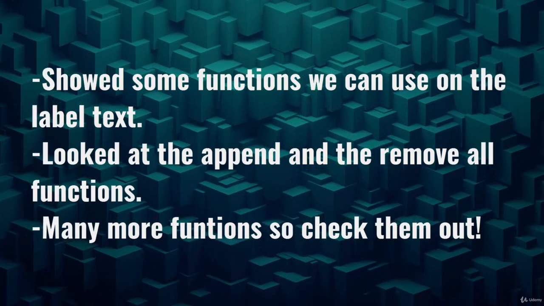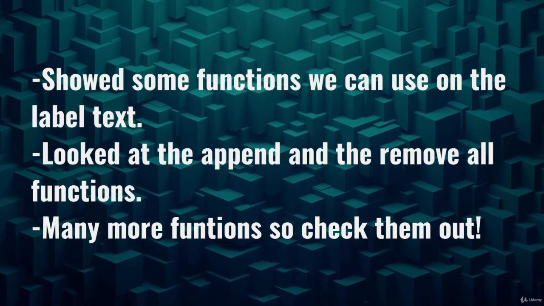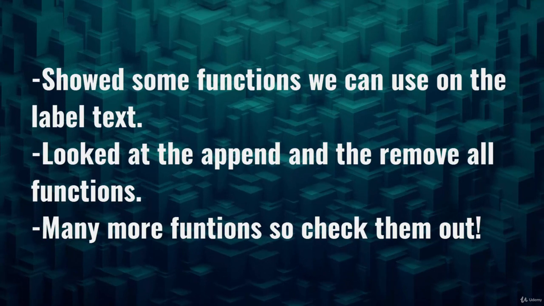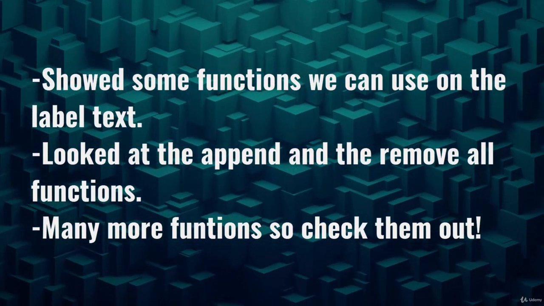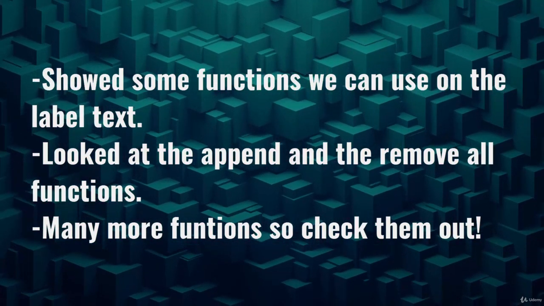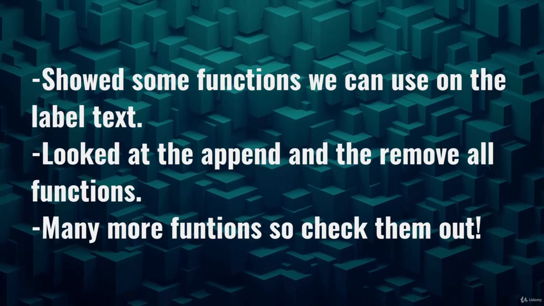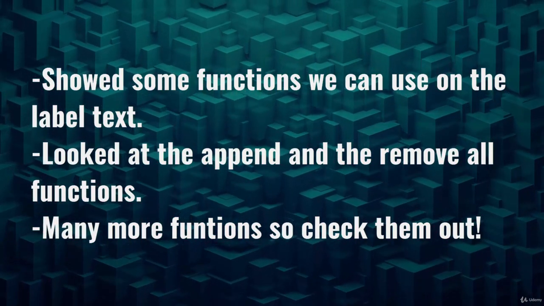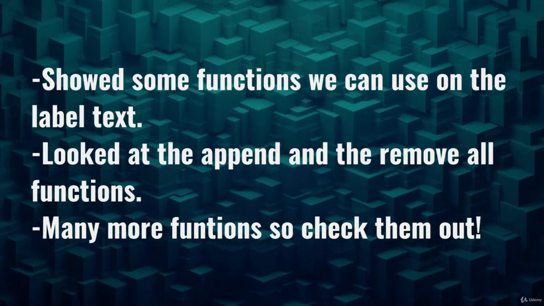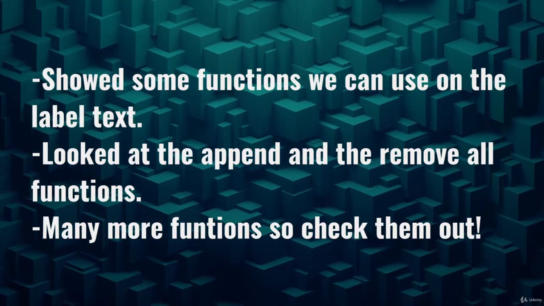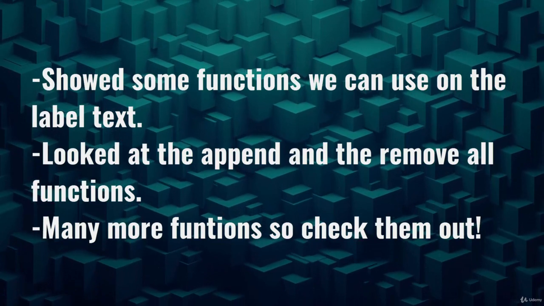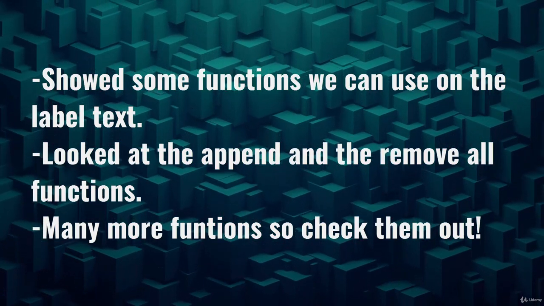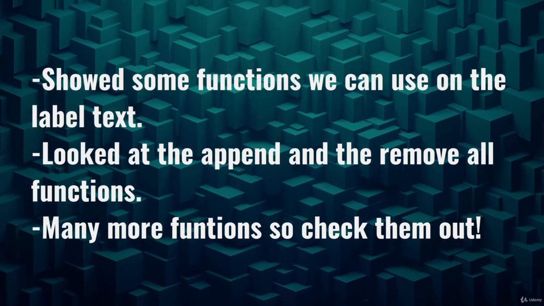So we looked at the append and the remove functions. The append function basically just stuck another piece of a string onto what we had previously. That's very useful. There will be many times where we have some string already, and we just want to add text to it. That's where we'll use the append function, and then the removal function just clears the label text and leaves us with a blank string.